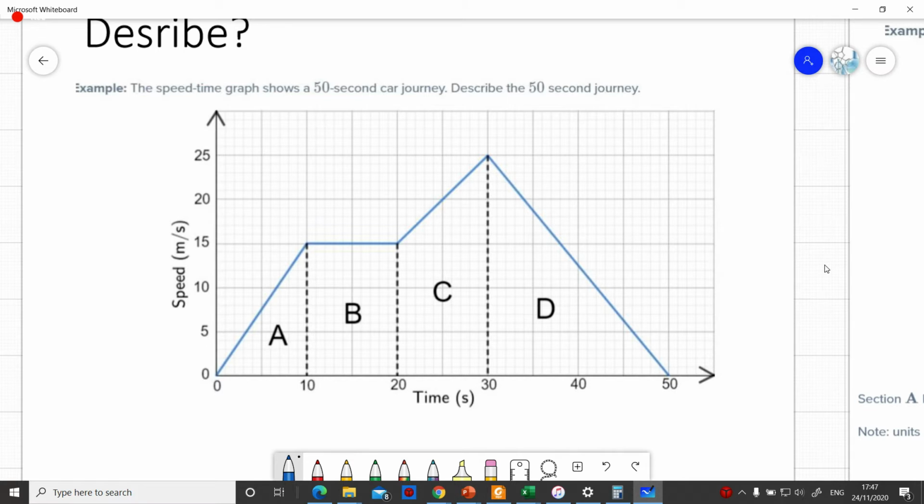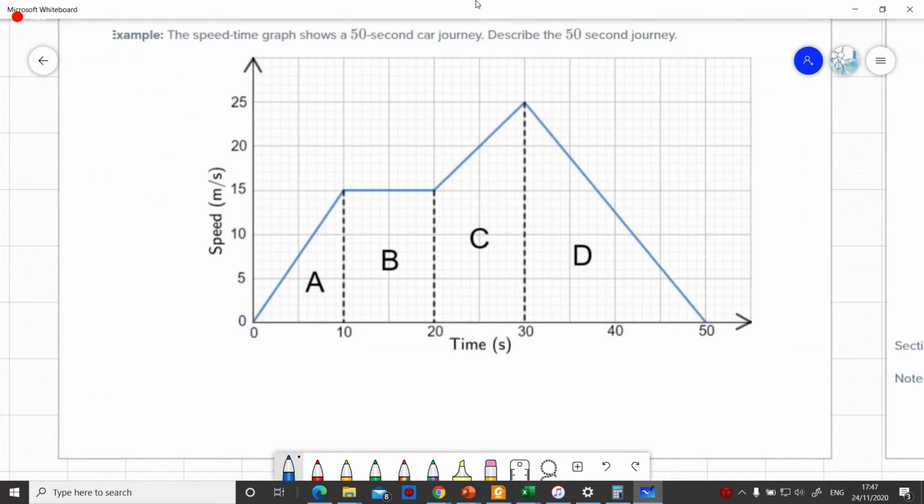This question talks about a car traveling on a 50 second journey. It is important to understand what's happening. We need to describe the journey. The car is at rest. It accelerates, a positive acceleration, to a speed of 15 meters per second in a time of 10 seconds. Then the car is traveling at a constant speed of 15 meters per second for 10 seconds.